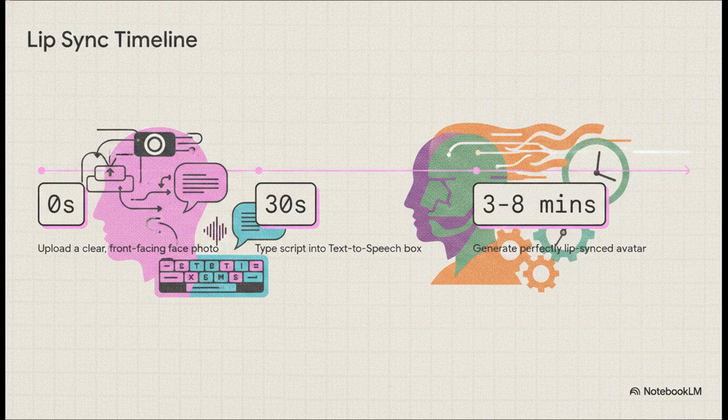At 0 seconds, you upload a face photo. By the 30-second mark, you type in your script and pick a professional voice. Then, you just wait 3 to 8 minutes and Kling spits out a flawlessly lip-sync speaking avatar. Just a quick pro tip straight from the docs, though. Keep your script sentences under 30 seconds if you want the absolute best lip-sync accuracy.